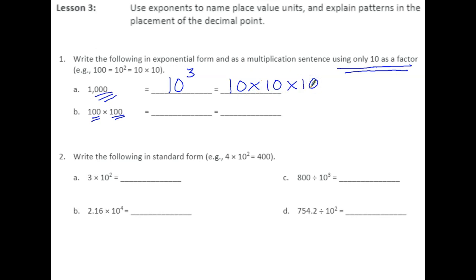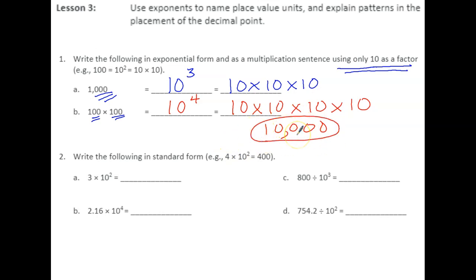If you didn't do this already, push pause and try to solve B. Hopefully you said that 100 is equal to 10 to the second power, and another 100 will be 10 to the second power. So we have 4 zeros, which would give us 10 to the fourth power, or 10 times 10 for my 100 times another 10 times another 10. So that would be 1, 2, 3, 4 tens, which would give us 10,000. That's the answer. We didn't need this. I just gave us that as a bonus.